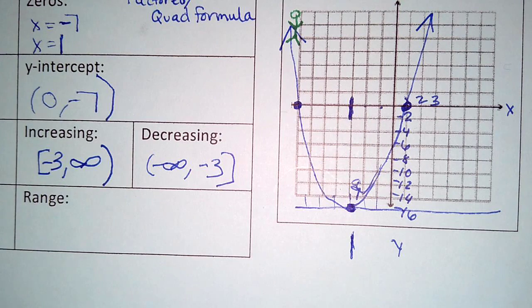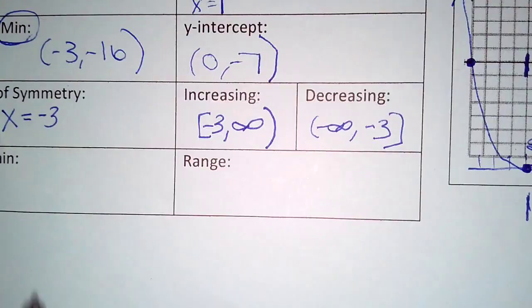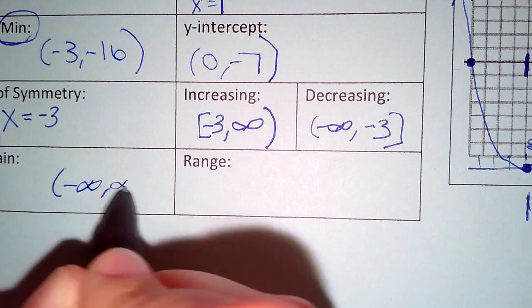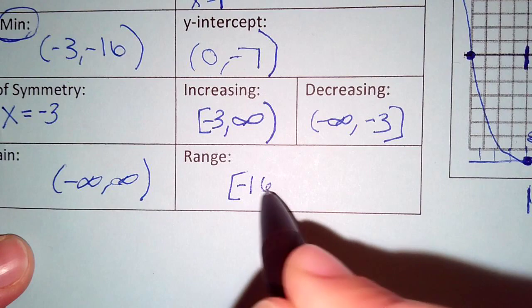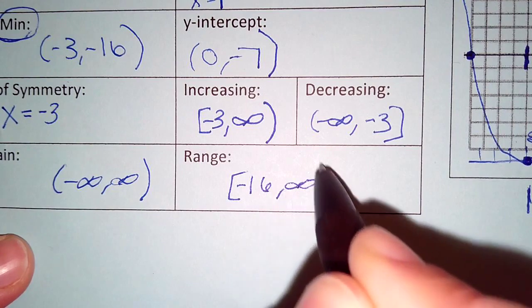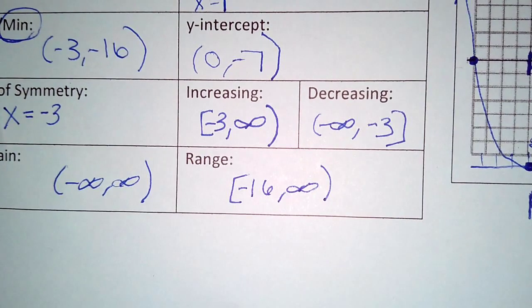It's the same thing. This thing's gonna keep getting wider forever. So domain is -infinity to +infinity. Range: bottom to top. So negative 16 to positive infinity. Questions?